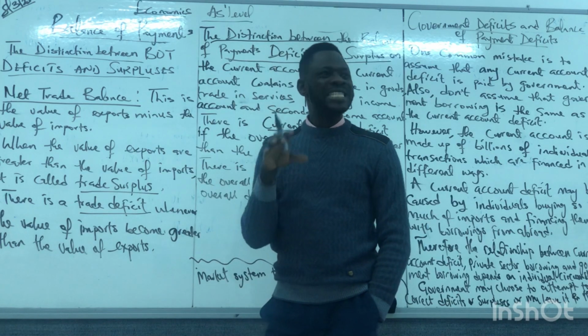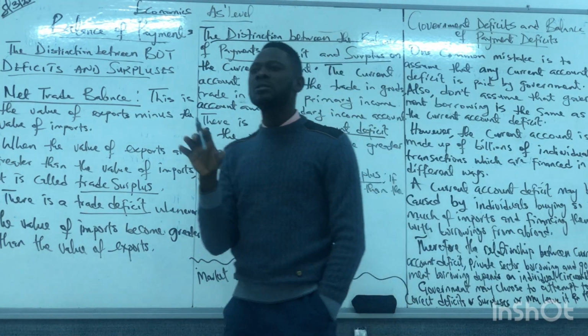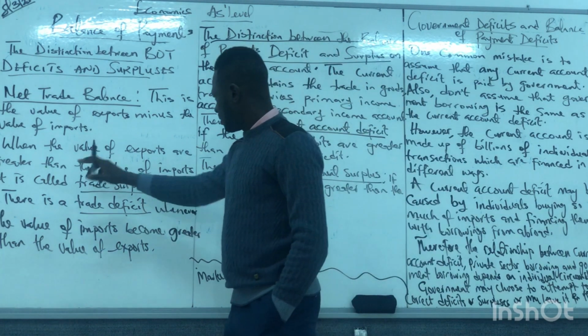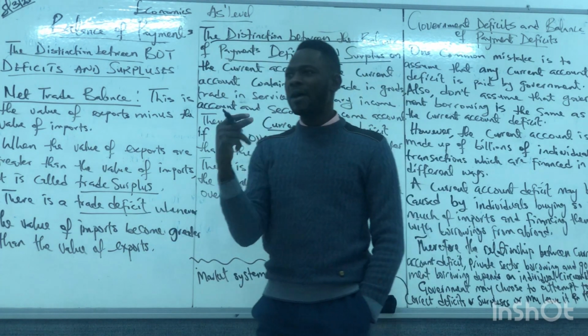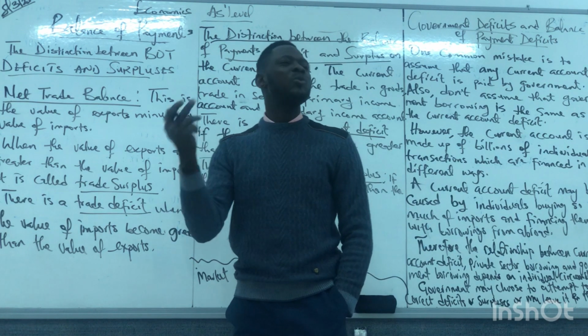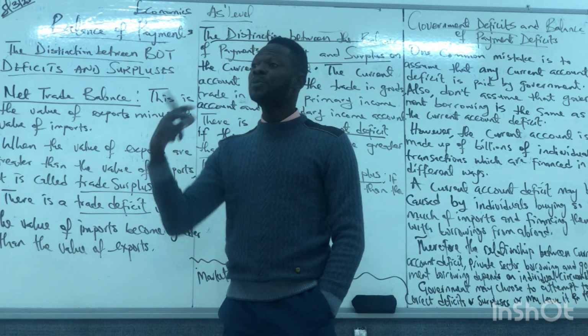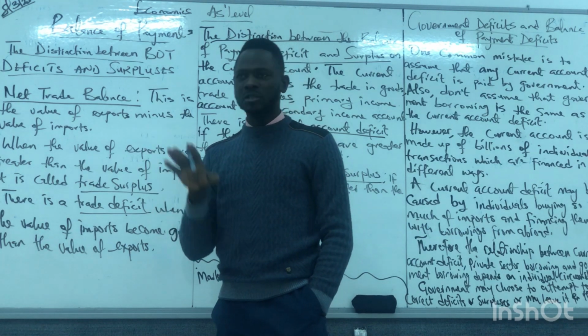Balance of payment deficit and balance of payment surplus. Why is it a deficit? It's a deficit because of the net trade, that means we are importing more than what we are exporting. That is when we have a deficit. But whenever we export more than what we import, it's a surplus.